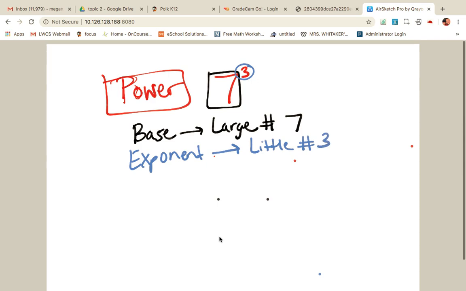And it's not 7 times 3. That would be repeated addition, and that is not what we do when we have powers involved. When powers are involved, we do something called repeated multiplication.